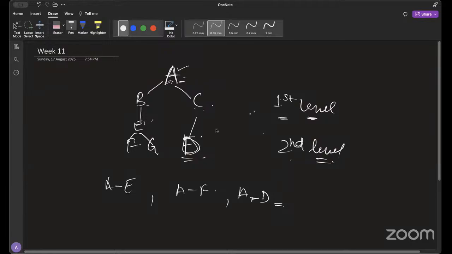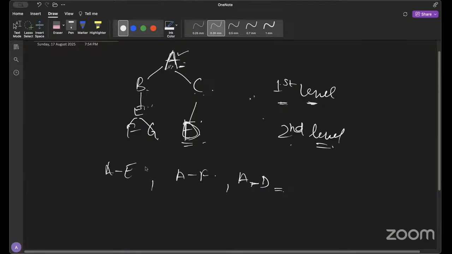No, I am not asking about the original graph. I am asking that question only. Means AE is not an edge. Is that how you understood that method?